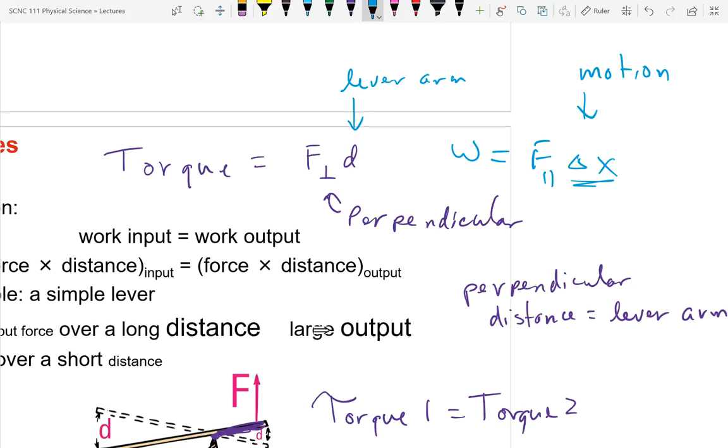What were the units for work? Joules. Unit of force is a newton, unit of distance is a meter. A newton times a meter we said is a joule. Well, what's the unit for torque? Okay, force is a newton, distance is a meter. We never ever say joules for torque. Even though it's a newton times a meter if it's work or torque, the joule is exclusively reserved for energy.